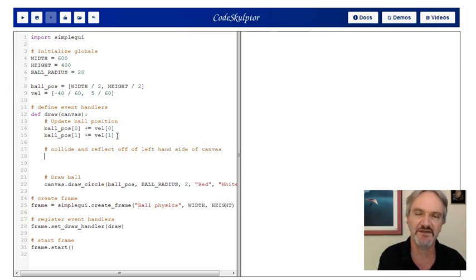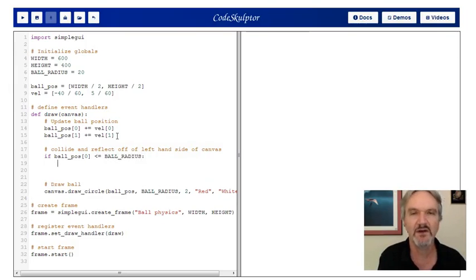So first we need to check to see if the ball has actually hit the left-hand side of the canvas. We talked about how to do that. I can say if the horizontal component of the ball's position is less than or equal to the ball's radius, what do we need to do? Well, we need to flip the horizontal component of its velocity. So we need to say vel of 0 is equal to the negative of vel of 0. And that's it. All that work for 2 lines of code.